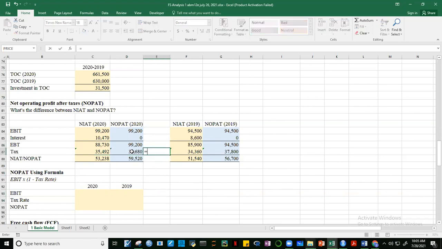And because of that, guys, mas mataas yung tax ni NOPAT. To the tune of the difference between this one and this one is 4188. Saan nagaling, guys, yung 4188 na yan? Anyone? Can somebody please tell me where that 4188 came from? Sir, the difference between tax? Yes. The difference between tax. Saan kaya nagaling yan?